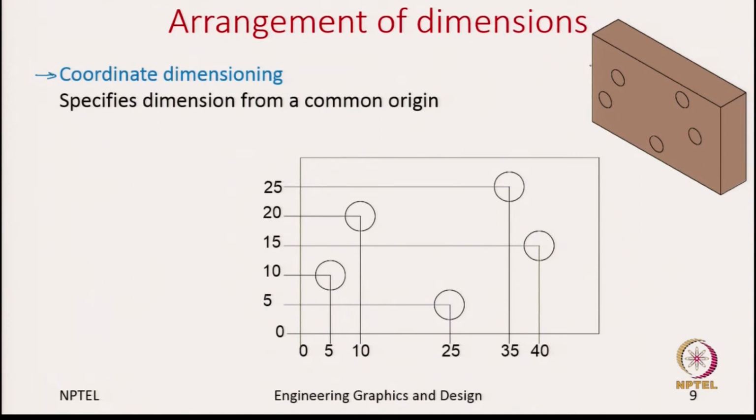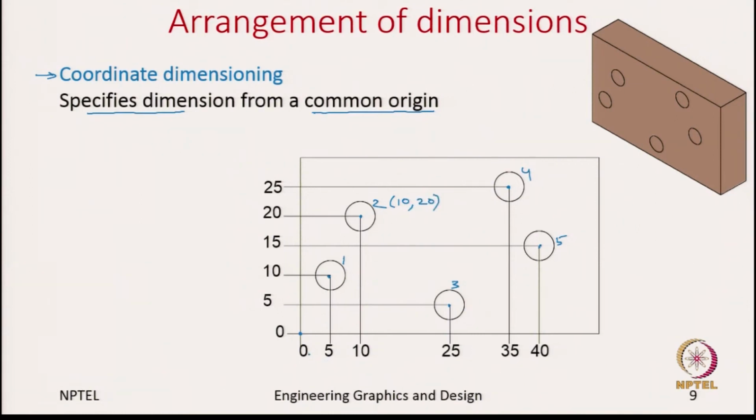Let us say in this example you have a block and there are plenty of holes on this block, and if you need to specify the location of the center of each hole, it is easier if you specify it using a reference point. So, for example, if I take the left bottom corner as my common origin, then I can use this to specify the other dimensions. Let us name these circles 1, 2, 3, 4 and 5. So, the first circle I know in the x direction it is at 5 units from the common origin in the horizontal direction, and in the vertical direction it is 10 units from the common origin. Similarly, for point 2 in the horizontal direction 10 units and vertical direction 20 units.